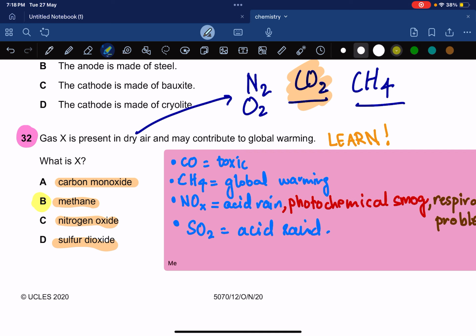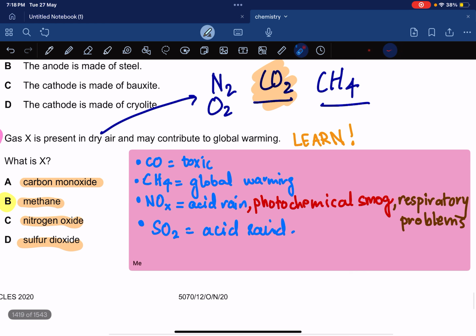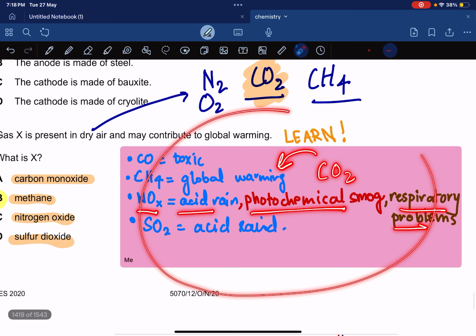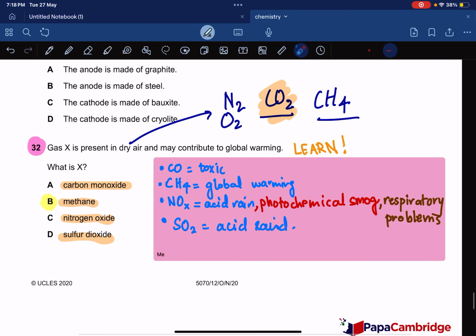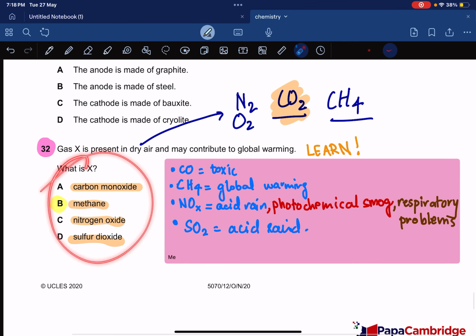So you just had to learn the qualities of all the gases: CO is a toxic gas, CH4 causes global warming, carbon dioxide also causes the same thing, NOx or nitrogen oxides cause acid rain, photochemical smog, and respiratory problems. This is according to the syllabus, so kindly learn it. And sulfur dioxide causes acid rain. So these were all the effects of all these gases, and that, I guess, was something you had to rote learn.